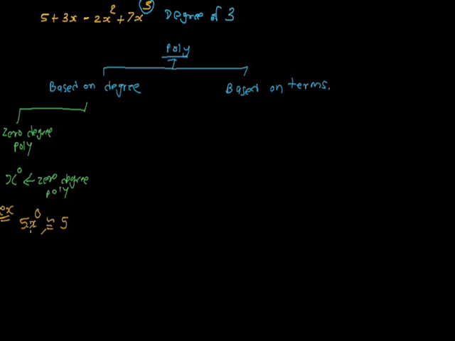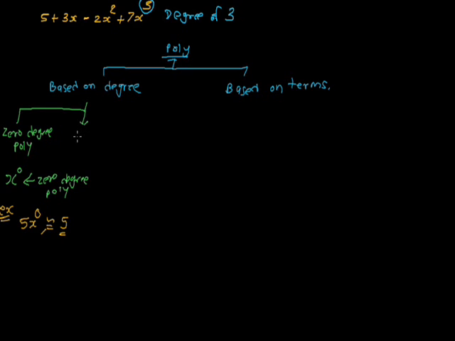By indices, any constant raised to power 0 is 1. So 5 into 1 we get 5. This 5 is the constant term. So we can say that any constant term or any constant number is a 0 degree polynomial.